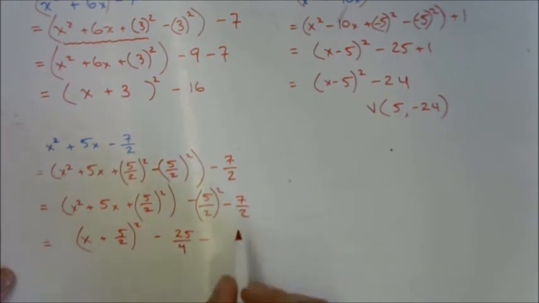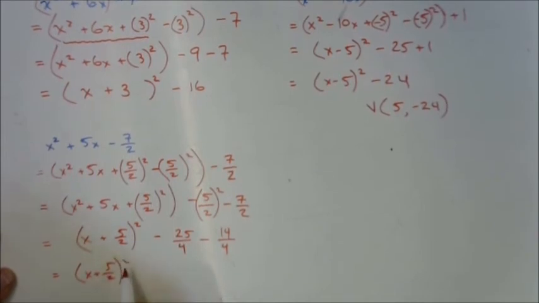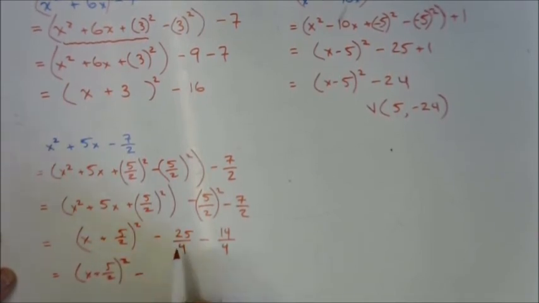If I'm adding and subtracting fractions, I want to express this as a fraction over 4 so that I can subtract it. It's going to be 14 over 4. And then I can reduce in my last step. 5 over 2 squared. I have negative 439 over 4. Okay, what does that tell me? That tells me that the vertex is at x is negative 2.5 and y is negative 39 over 4. Okay, almost negative 10, negative 9.75. Right? Good. Let's get a bit harder here.